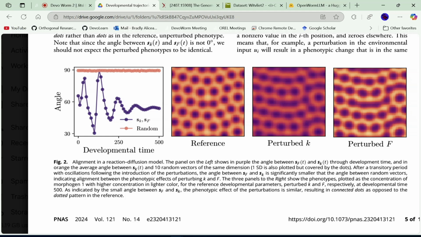The three panels on the right, which are these three here, show the phenotypes plotted as the concentration of morphogen 1, with higher concentration in lighter color for the reference developmental parameters, perturbed K and F respectively at developmental time 500. So they're looking at the end of this graph here, at the end where it's settled down, and they're looking at the reference, which is this, I guess, where the dots are aligned. You can see that. You have perturbed K and perturbed F. And perturbed K being in the middle, perturbed F at the right.